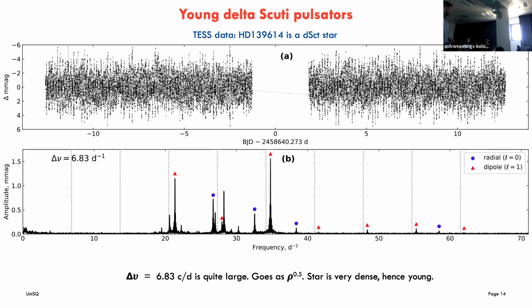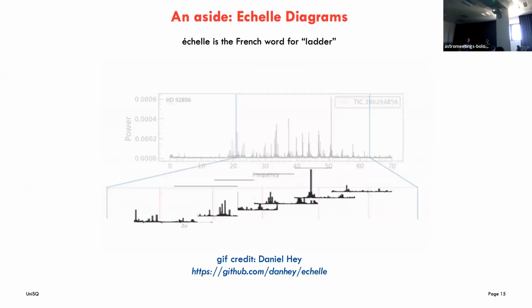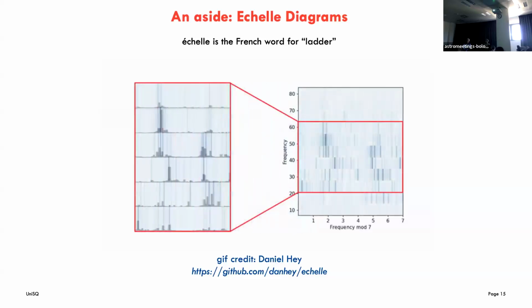Now, when we analyze these stars, we use a tool called the shell diagram. Again, many of you may be familiar, but I'll just walk through what we do here. We take our Fourier transform, we divide it up into equal segments of size delta nu, and then we stack them vertically with the highest frequencies at the top. We encode amplitude information with color, and that forms the shell diagram.